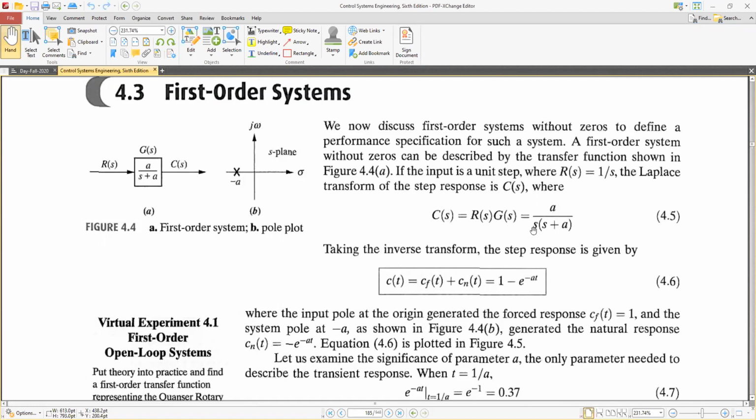Now if I want to find it out, let me explain this thing. See, A by S into S plus A is equal to A by S plus B by S plus A.